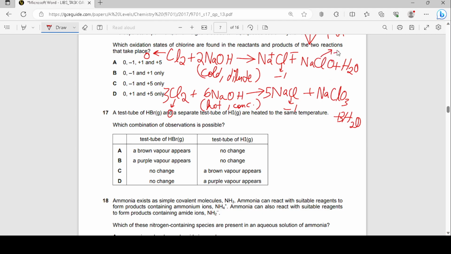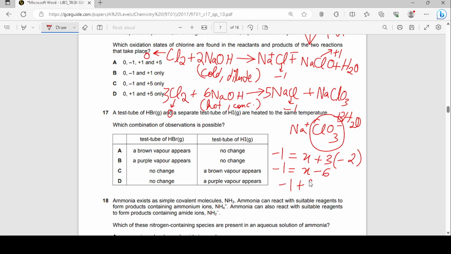So here is +1. Now for NaClO3. Again, NaClO3 is basically Na plus ClO3 minus. So I can take this complex ion, -1 equals X, because chlorine I'm going to take as X. Now I have 3 oxygen atoms, so I'll make it 3 times -2, because oxygen has a fixed oxidation state of -2. And -1 equals X minus 6, -1 plus 6 equals X, and then X equals +5. So over here, chlorine has an oxidation state of +5, all right?